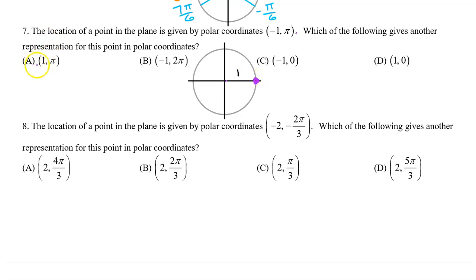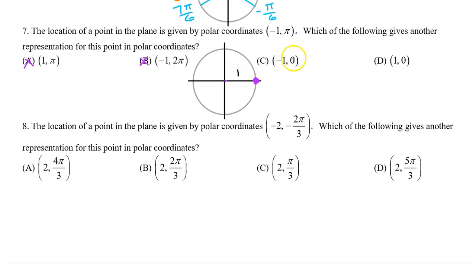Let's see if point A hits the target. We rotate to pi radians, and because of the positive r value, we stay at pi radians. This is not the target. The answer is not A. What about B? We begin by rotating 2 pi radians. That's going to be all the way around and back to where we started from. However, because of the negative r value, we move in the opposite direction, landing right here. This is not the target. B is not the answer.